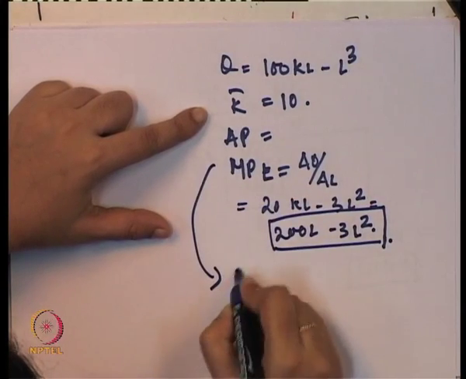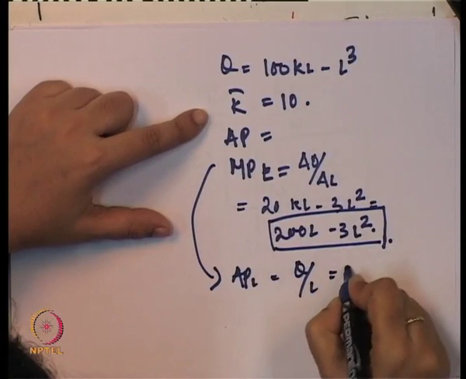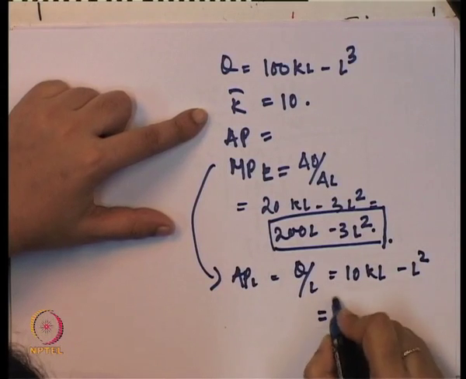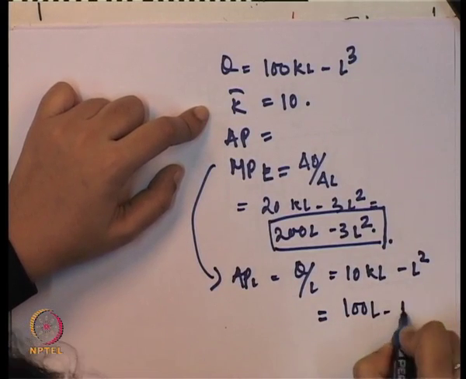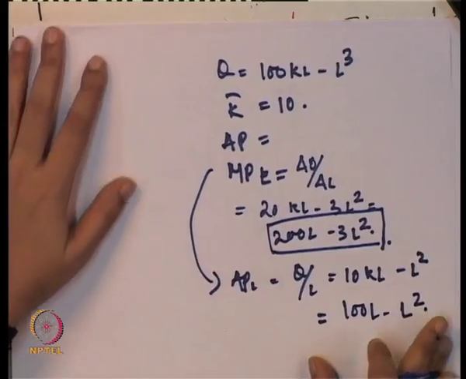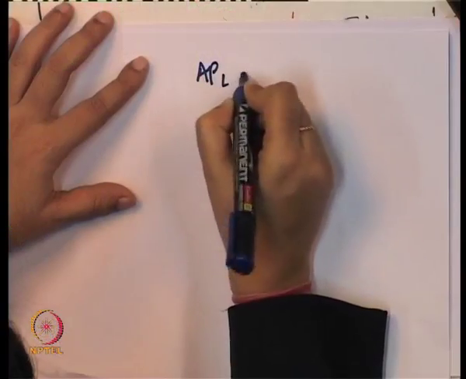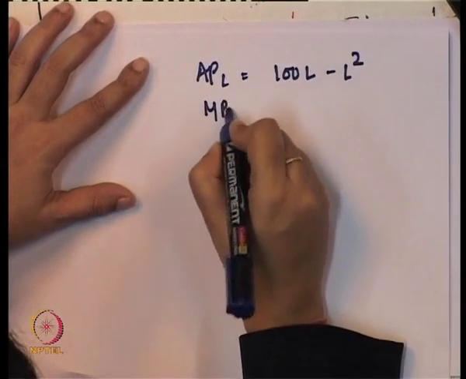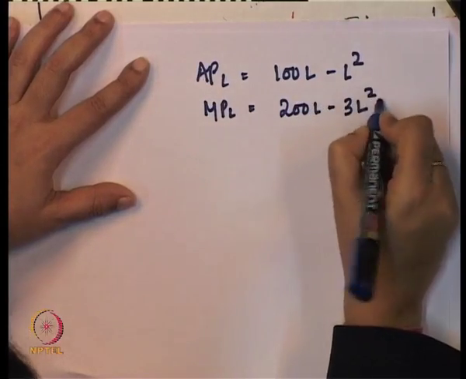Now, we will find out the average product of labor. Average product of labor is Q by L. So, that comes to 10 KL minus L square, which is equal to, since K is equal to 10, 100 L minus L square. Okay. So, average product is 100 L minus L square. Marginal product of labor is 200 L minus 3 L square.